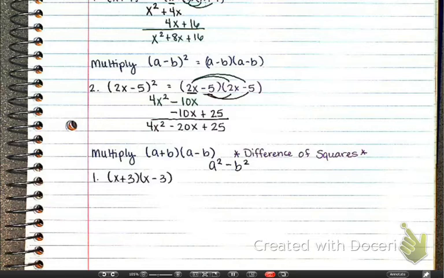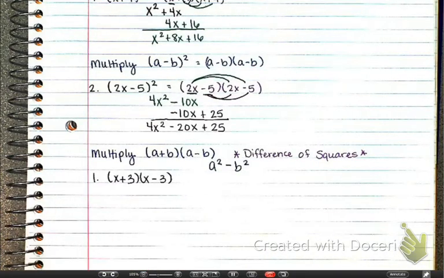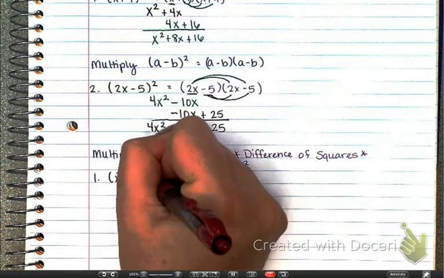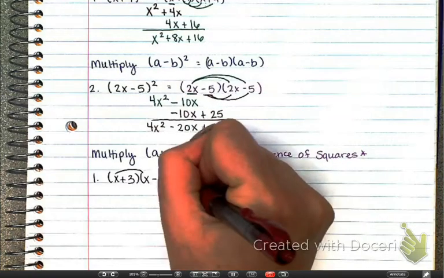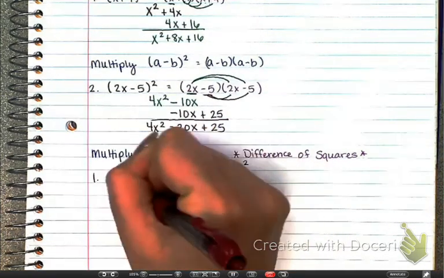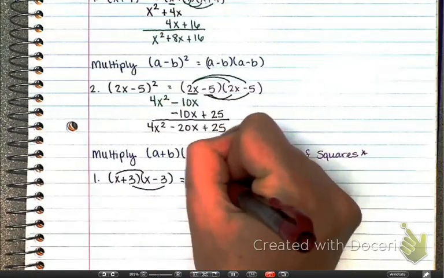Really, all you need to do, and this is where people get confused, it has to be exactly the same with 1 plus and 1 minus. So everything's the same except the plus and minus. All you're going to have to do is multiply the first terms. X times x is x squared. And multiply the last terms. 3 times negative 3 is negative 9.